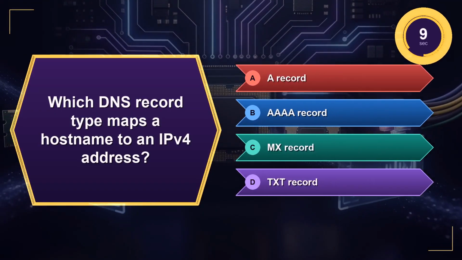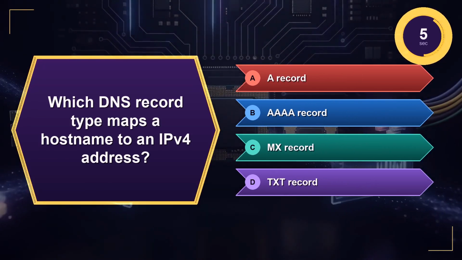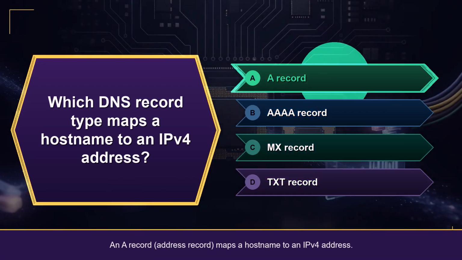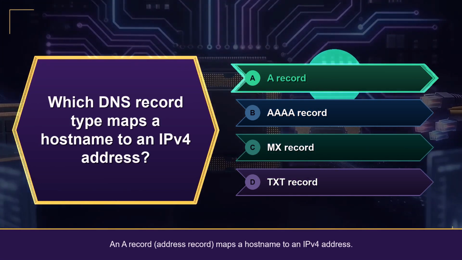Which DNS record type maps a hostname to an IPv4 address? An A record, address record, maps a hostname to an IPv4 address.